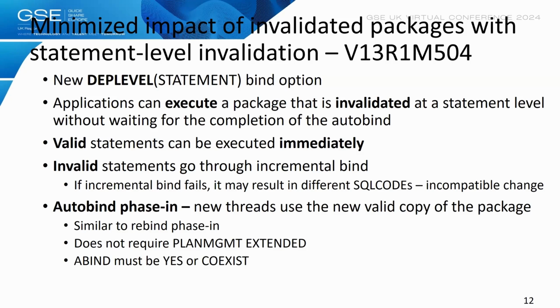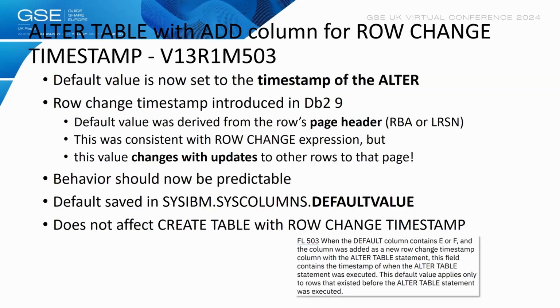So maybe that could be interesting to keep monitoring which packages might be candidates for this statement level dependency. So again, introduced in 504. Let's go to 503, a small change in alter table with add column of row change timestamp.